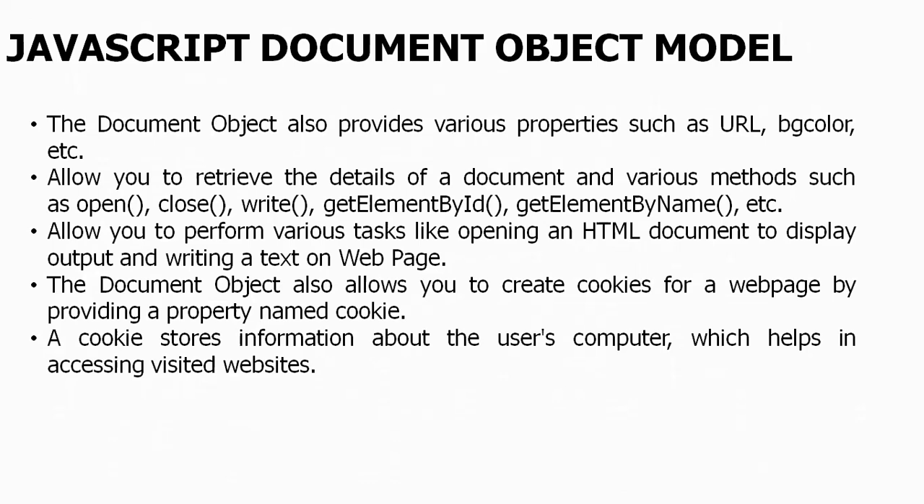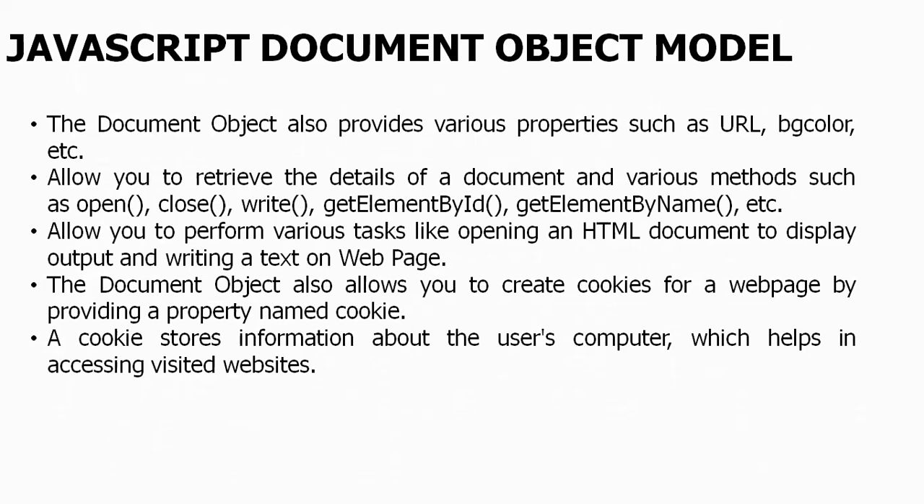These allow you to perform various tasks like opening an HTML document to display output and writing text on a web page. The document object also allows you to create cookies for a web page by providing a property named cookie. The cookie stores information about the user's computer, which helps in accessing visited websites.